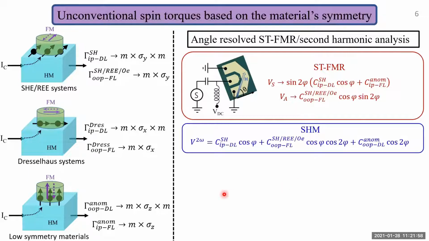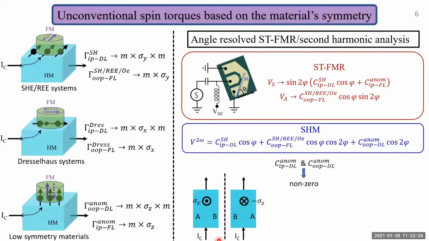Okay, now the question is what is the requirement for these unconventional spin orbit torques? The first point is that the material should break the twofold rotational symmetry. Let me give you one example. Let's consider this material where current is flowing in this direction. And if we assume that out of plane spins are produced, that means if we take the mirror reflection, it flips the sign. Out of plane spins flip the sign. Current doesn't flip the sign.